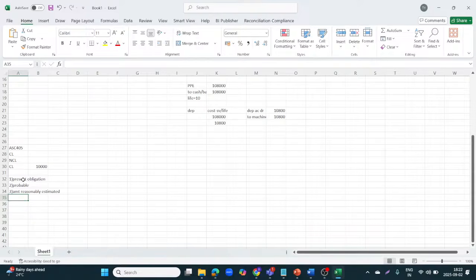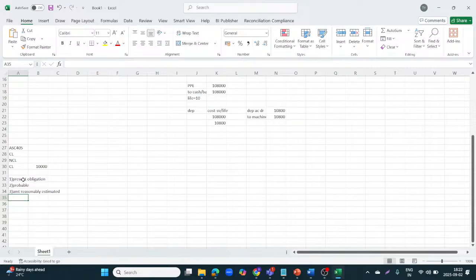For example, if you borrow 50,000 from a bank today, that's your present obligation, and you know you will have to pay it back, so you have to record it as a liability. Now, what are contingent liabilities? These are liabilities that depend on some future event. For example, if a company has been sued for $1 million, it's not a guaranteed liability. It depends on the outcome of that case.